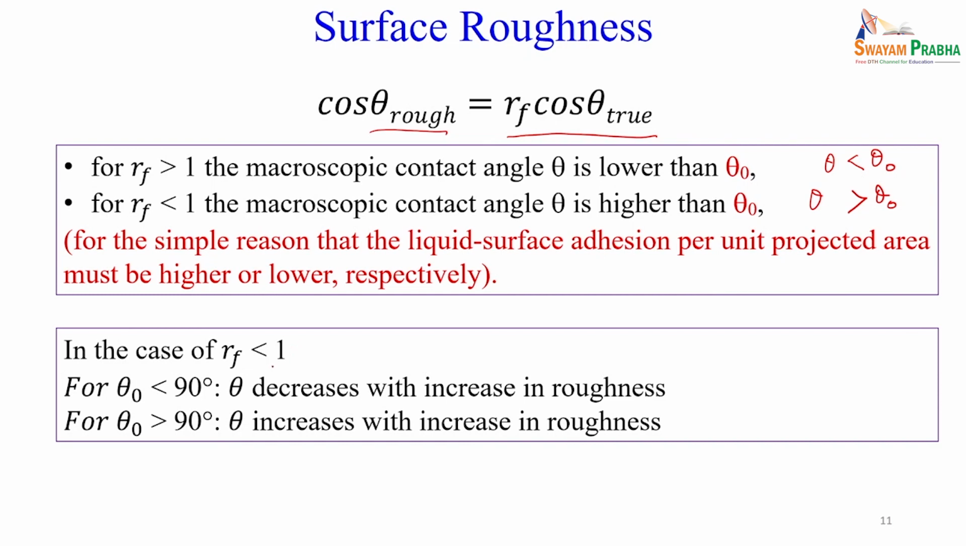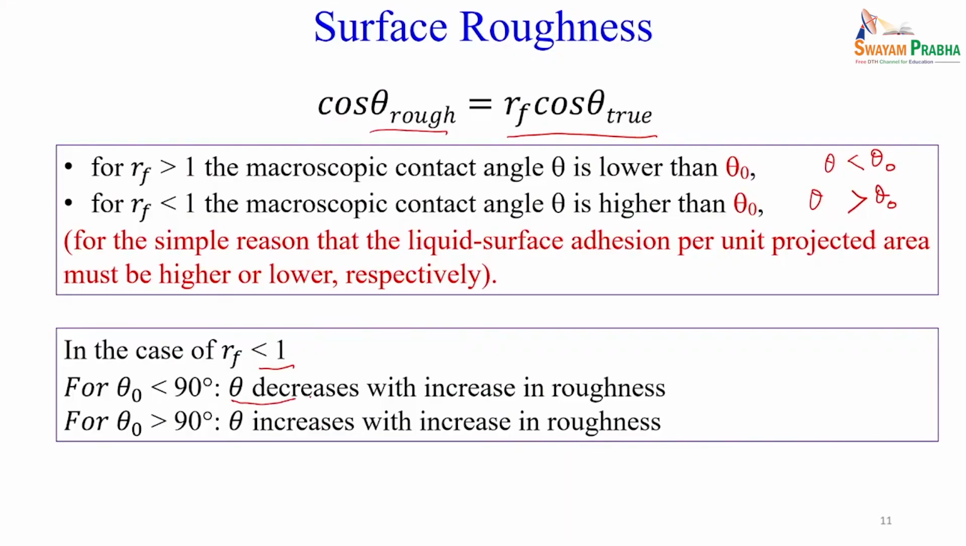We will consider one case, where the true theta 0 was less than 90, so it was a hydrophilic surface. The contact angle decreases if you increase the roughness. It means you are increasing the contact area, you are going to have a more wettable surface, or you can say the surface will become more hydrophilic.